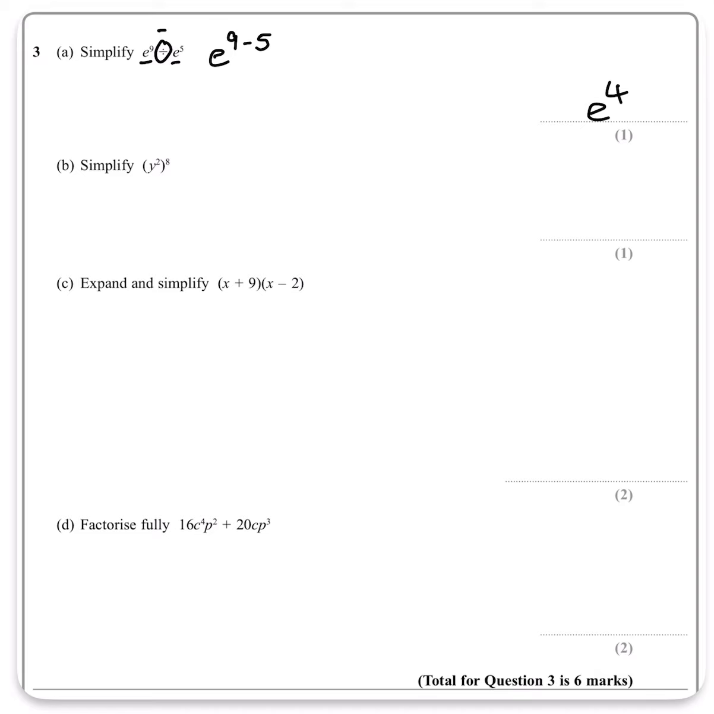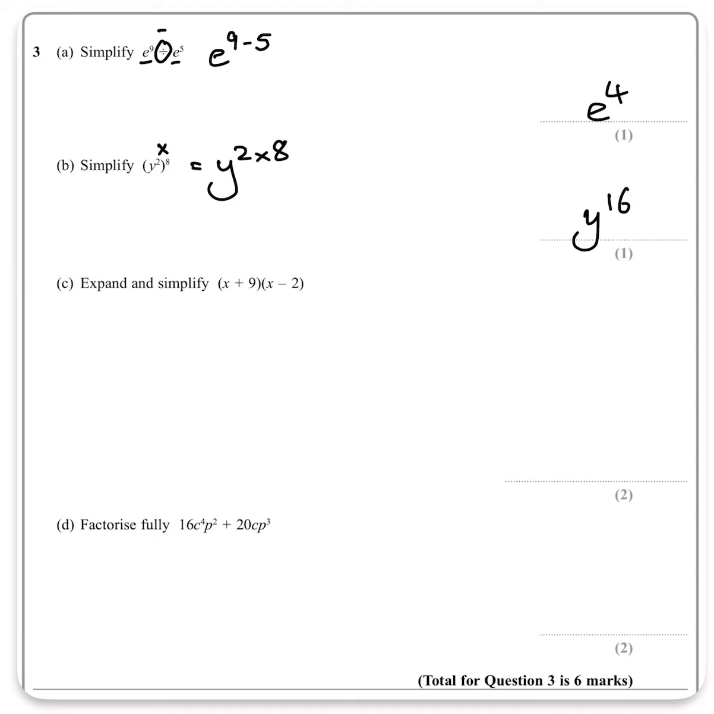Question B, another index law. This time y is the base. When we are raising a power to a power, so in those brackets, we're going to multiply. So that means I'm left with y squared times by 8. So that gives me y to the power 16. 1 mark.